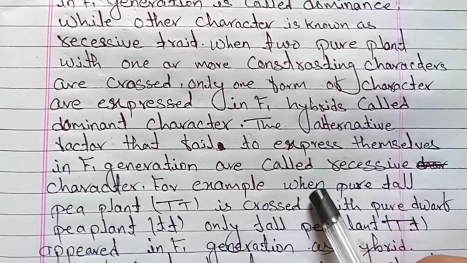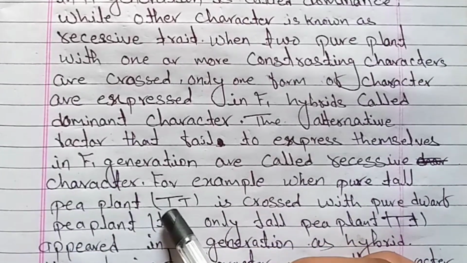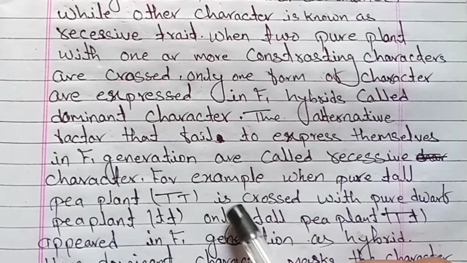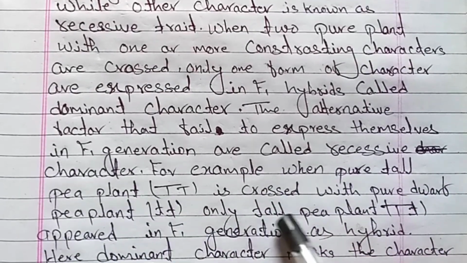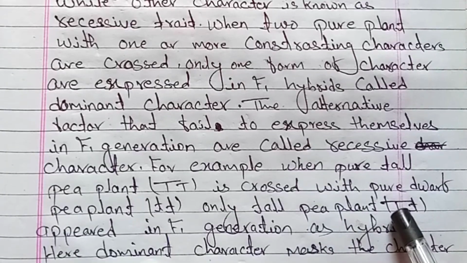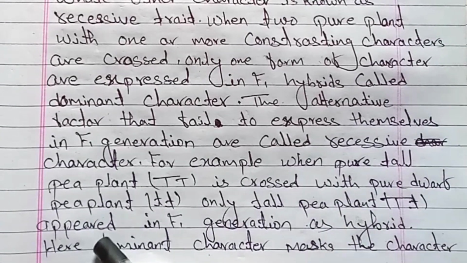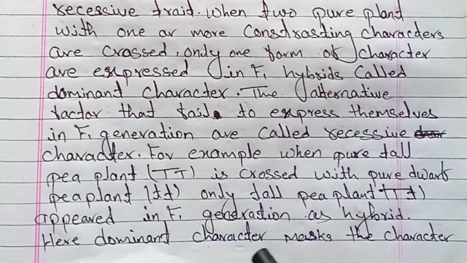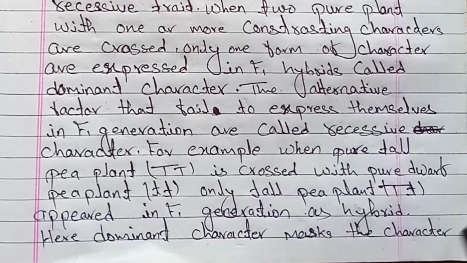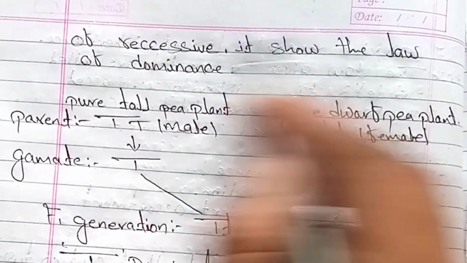For example, when a pure tall pea plant, symbol capital TT, is crossed with a pure dwarf pea plant, symbol small tt, only tall pea plants, capital T and small t, appear in the F1 generation as hybrids. Here the dominant character masks the recessive character. It shows the law of dominance.